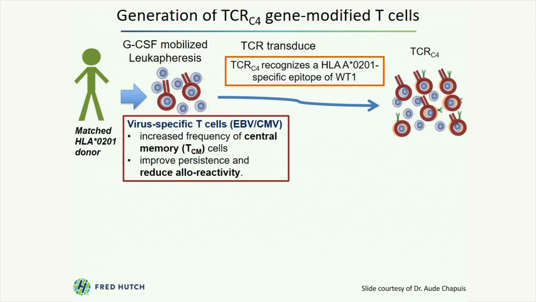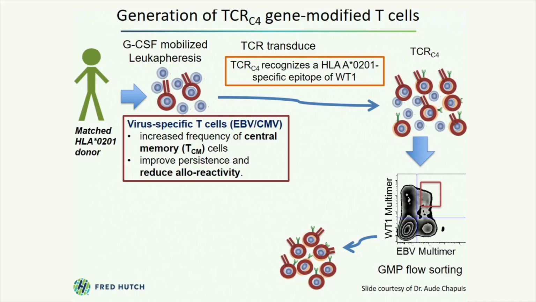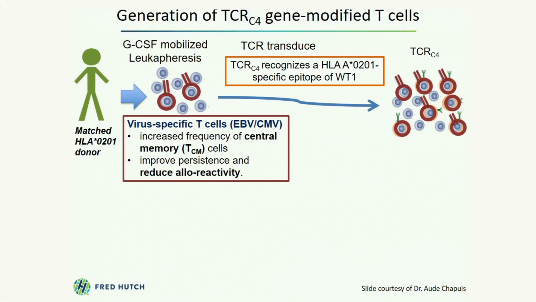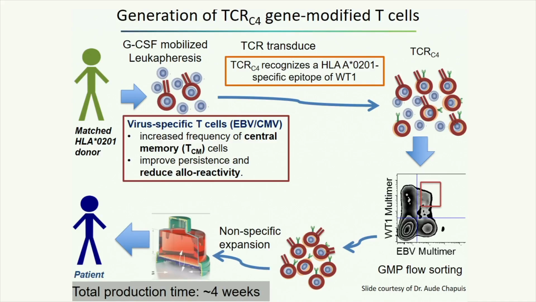You would then transduce a TCR into these cells that is specific for the WT1. And so as you select for your virus-specific T cells, then you want to transduce this little green thing over here, which recognizes your WT1 epitope. You further go through a GMP flow sorting, you select for these T cells that are modified and selected to target what you want. In our case, it's WT1. And then you expand it similarly. And before you infuse it into the patient, you have a live drug.